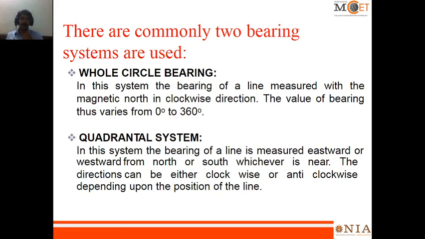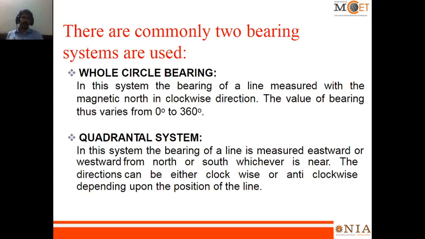So the two terms we have discussed previously, that is whole circle bearing and quadrantal bearing. What it means: in this system the bearing of a line is measured from the magnetic north in clockwise direction. Here the north alone is the reference. From the north all the graduations will be 0 to 360 degrees. But in the quadrantal system, both the north and the south are the reference. From the north to east is one quadrant, from south to east is another quadrant, from south to west is another quadrant, from north to west is another quadrant, right?